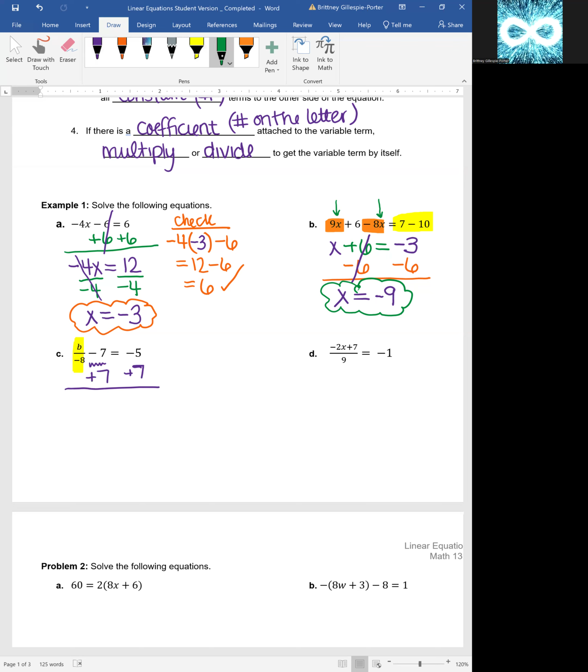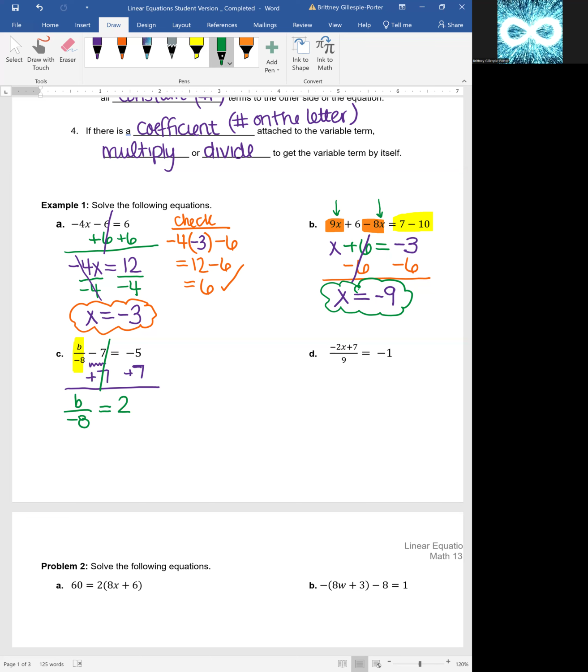The b all over -8 is going to come on down. -7 plus 7 gets us 0, so we don't need to worry about writing plus 0. And -5 plus 7 gets us a positive 2. Now we are to the point where we have a coefficient, a number attached to the variable by either multiplication or division. Okay. So we need to get rid of this -8.